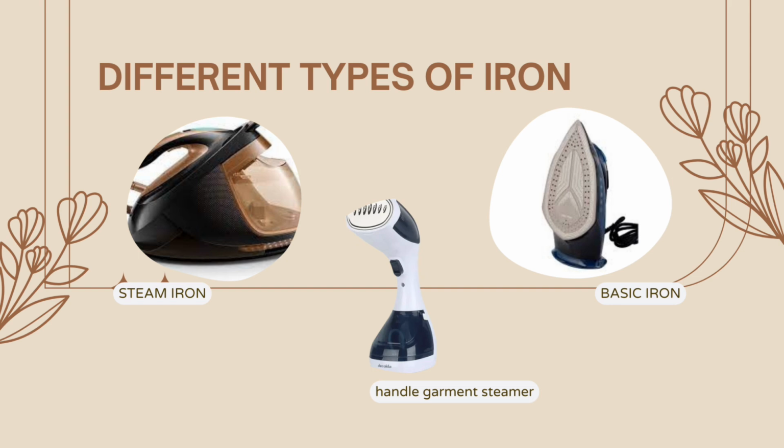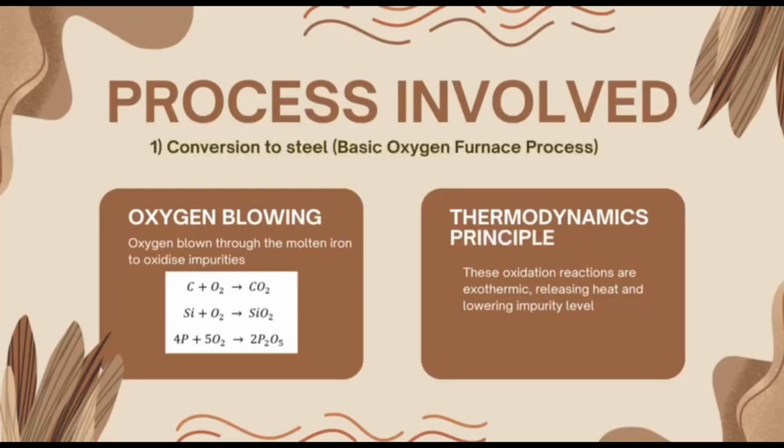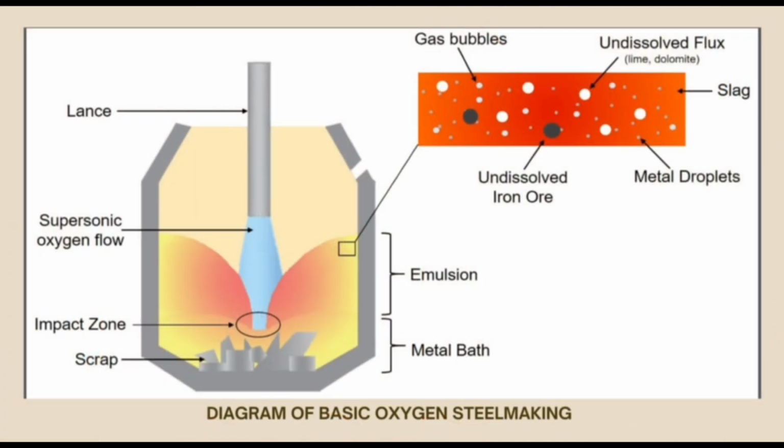Next, different types of iron. We have the steam iron, handheld garment steamer, and also the basic iron. The process involved in iron is first the conversion to steel, the basic oxygen furnace process. Oxygen blowing is oxygen blown through the molten iron to oxidize the impurities. The thermodynamic principle is that these oxidation reactions are exothermic, which is releasing heat and lowering the impurity level. This is the diagram of basic oxygen steel making.